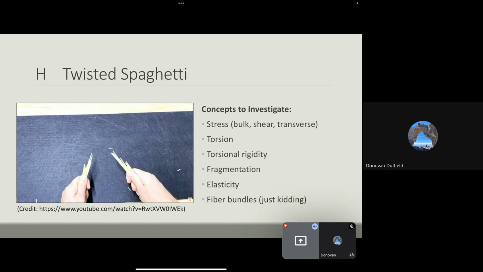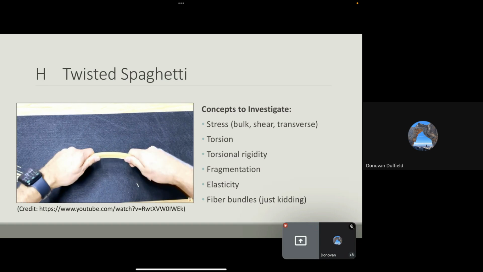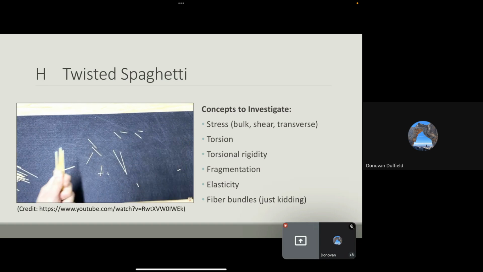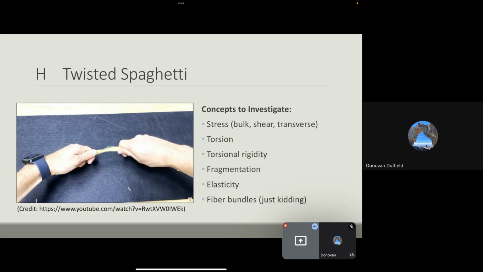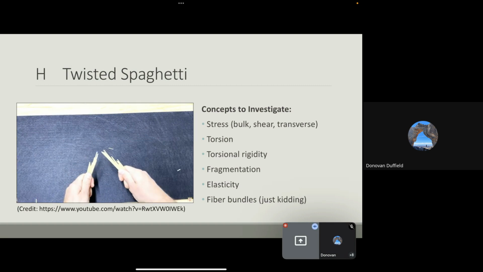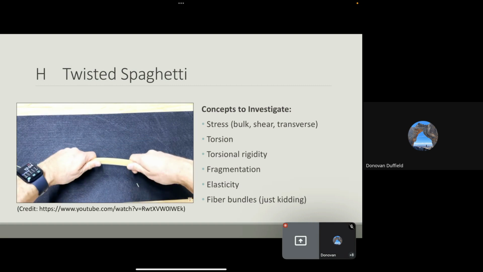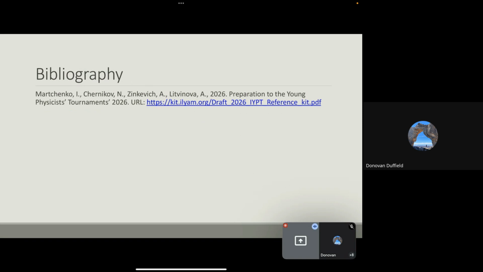And by now, I've covered everything, right? So those are the 8 problems, with an outline of what sorts of parameters to look at and what sort of concepts to look at. And I leave you with a bibliography, in particular the IYPT reference kit, I think is a very good source. It is a compendium of references on the various problems that you can refer to as a starting point to start understanding the problems better.